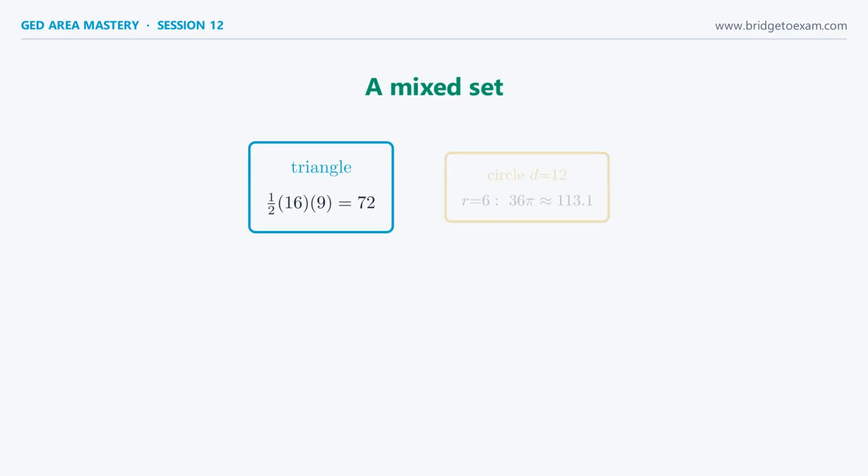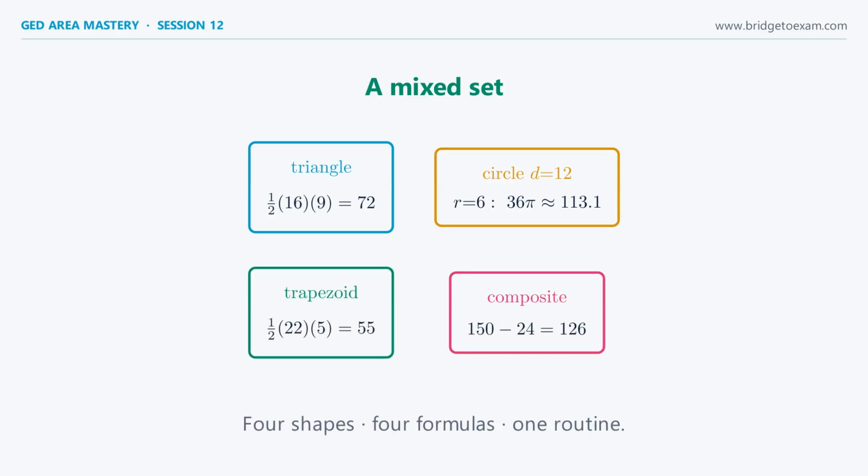Let's run a mix set fast. A triangle, base 16, height 9. 1/2 of 16 times 9, 72. A circle with diameter 12. Halve it to radius 6, 36 pi, about 113. A trapezoid, bases 8 and 14, height 5. Average 11 times 5, 55. A composite, 15 by 10 minus a 6 by 4 opening, 126.